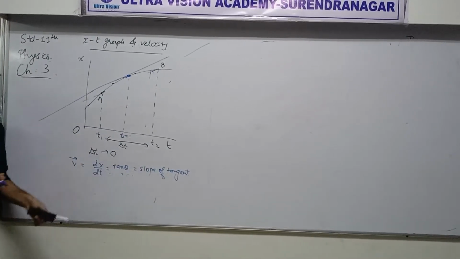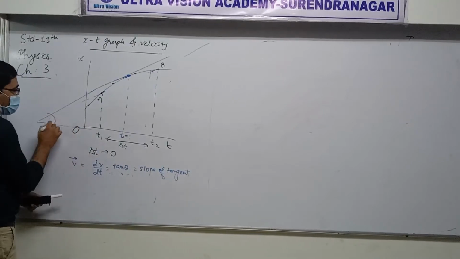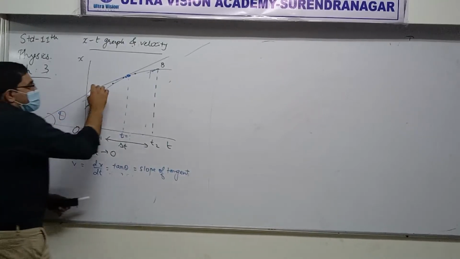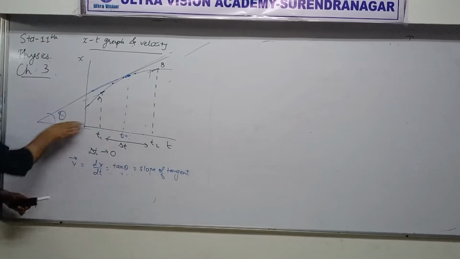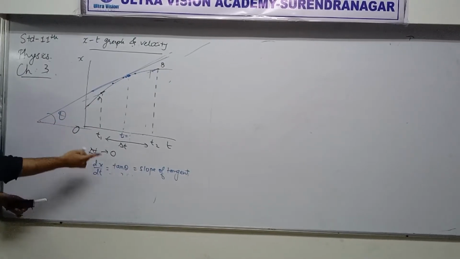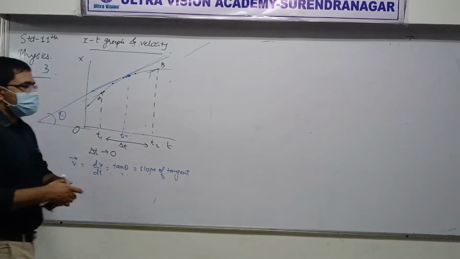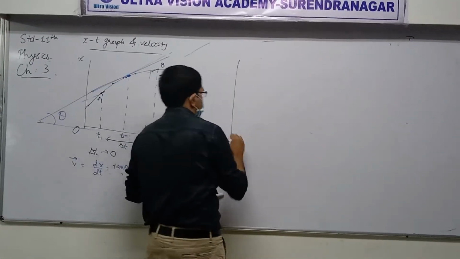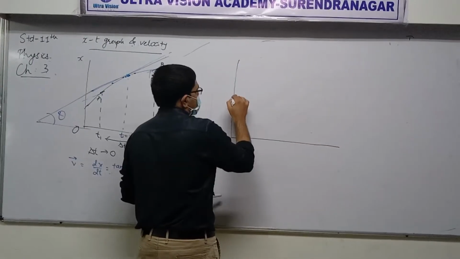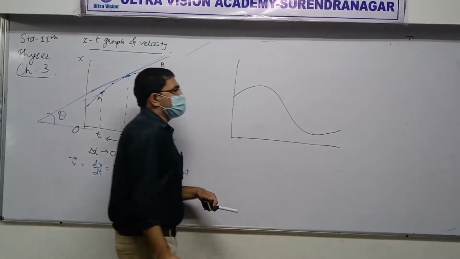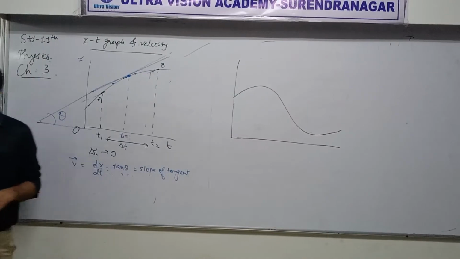And the slope of that tangent, every line has a slope. If this line makes angle theta with positive x-axis, or on the right hand side this angle is theta, then tan theta will be the slope of it. Suppose this is some randomly shaped x.